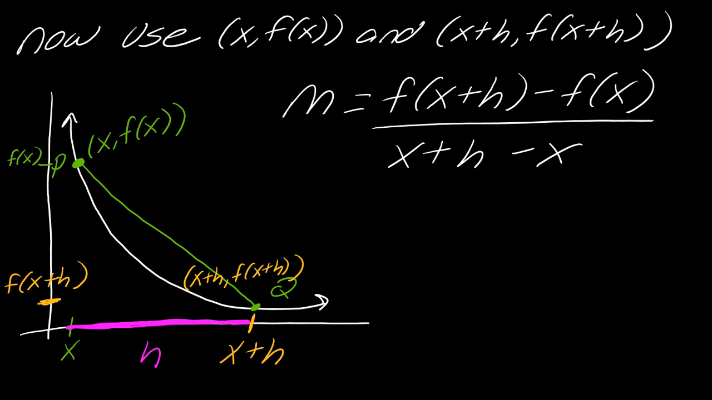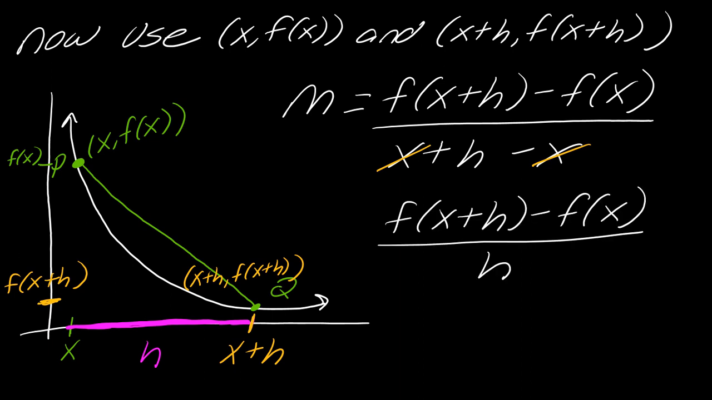Okay, so if I plug these points into the slope formula, what I get is f of x plus h minus f of x, and then in the bottom, x plus h minus x. So there's me plugging these points into the slope formula. And you can see that the x's drop out, and so this whole thing simplifies to f of x plus h minus f of x over h.